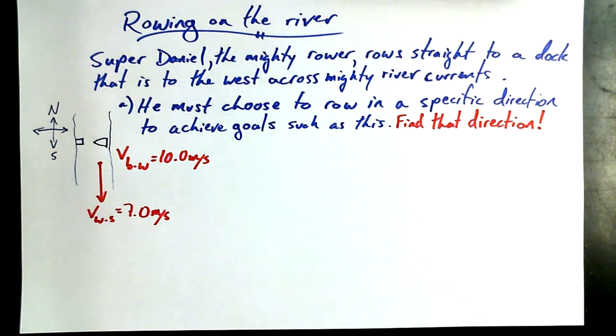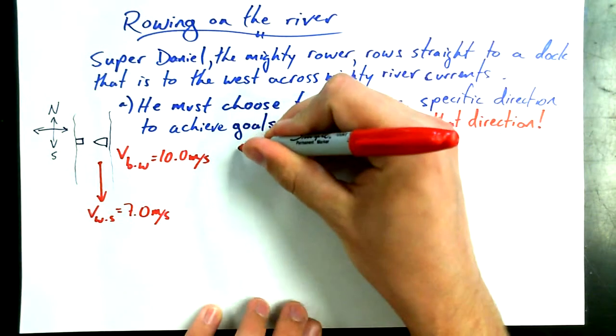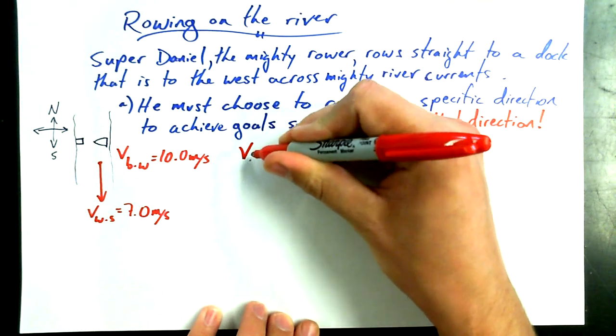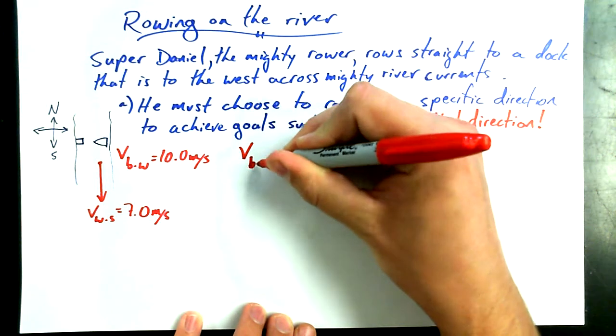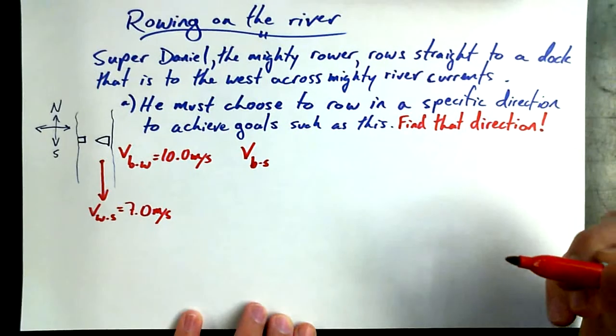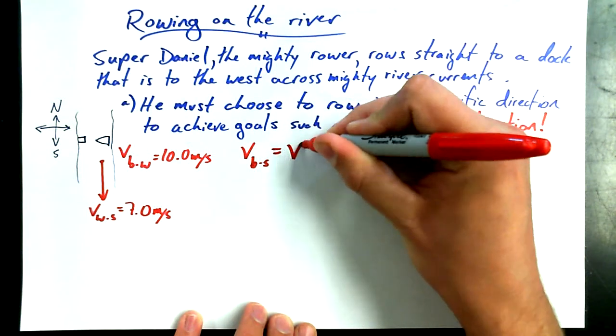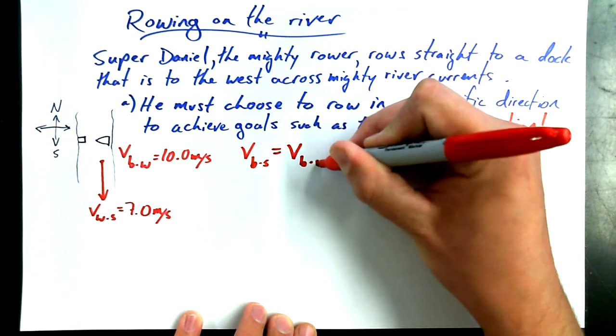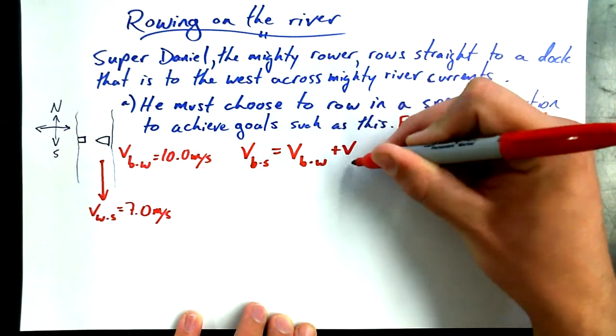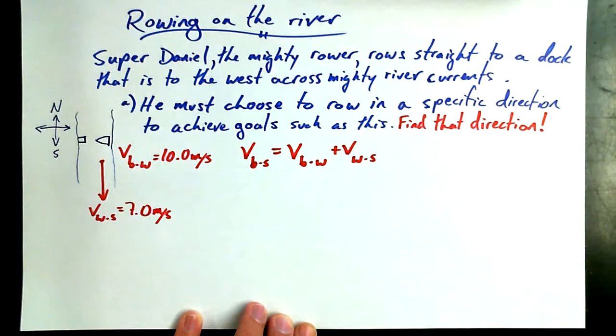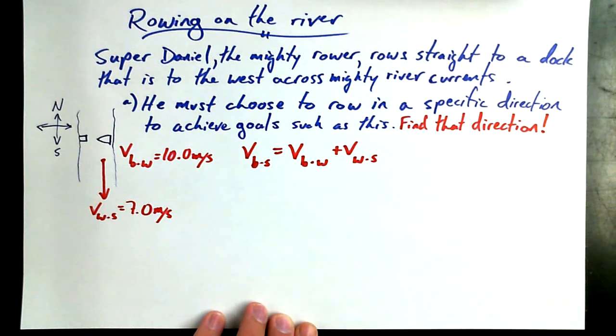Okay? So I want to spell it out so that we have a method by which we can do this systematically. So I want to find the velocity of the boat relative to the shore, or the direction at least that should happen in. Velocity of the boat relative to the shore equals velocity of the boat relative to the water plus the velocity of the water relative to the shore. Nothing's changed from before. Well, that rhymes.